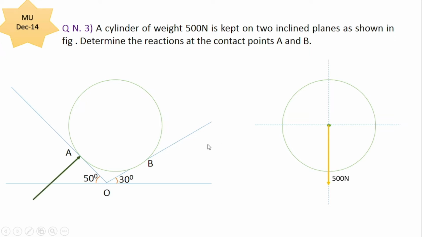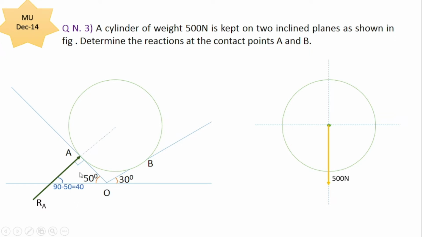Now we have three rules to show the reactions. What are the three rules? The first rule is the reaction is always perpendicular to the surface in contact. So this reaction is perpendicular to the surface. If you consider this triangle, this angle is 90, this angle is 50. So the remaining angle will be 180 minus 90 minus 50, so it will be 90 minus 50, that is 40 degrees. Always you can write this angle as 90 minus this angle.